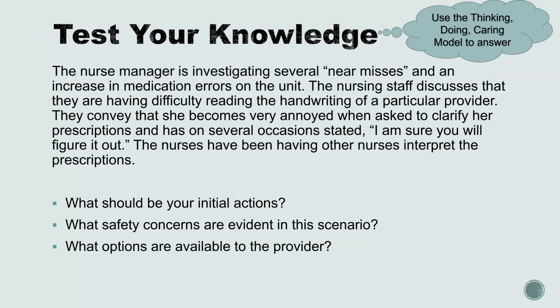All right, so let's test our knowledge again. This nurse manager is investigating several near misses and an increase in medication errors on the unit. The nursing staff discusses that they are having a difficult time reading the handwriting of a particular provider. They convey that she becomes very annoyed when they ask her to clarify prescriptions, and has on several occasions stated, I am sure you will figure it out. The nurses have been having other nurses interpret prescriptions. What are your initial actions? What are your safety concerns? And what options are available for the provider?